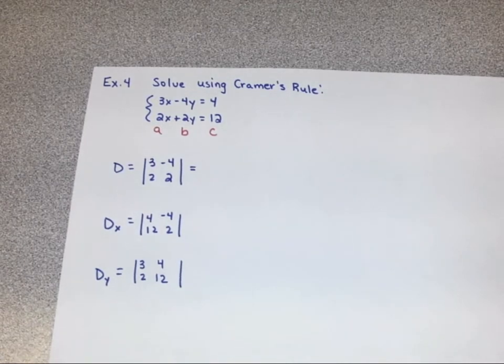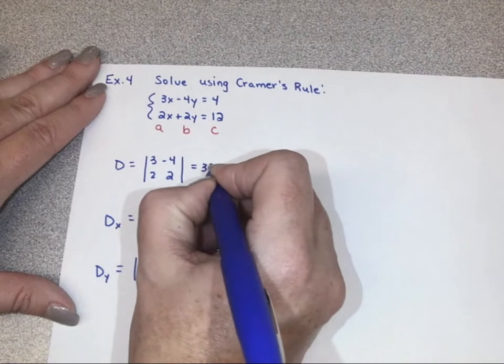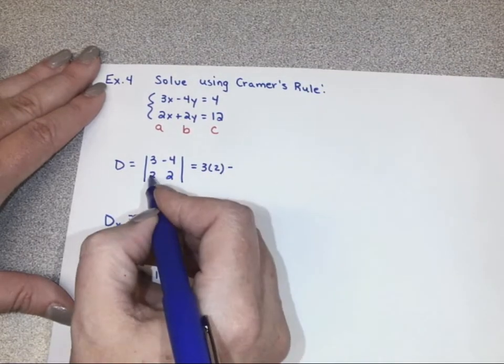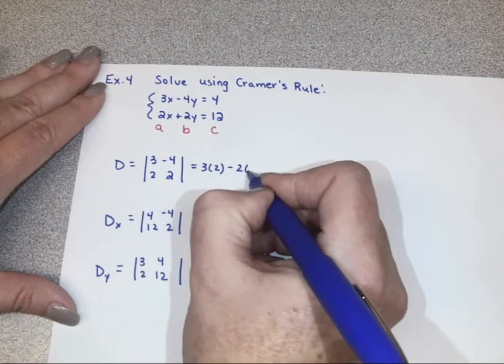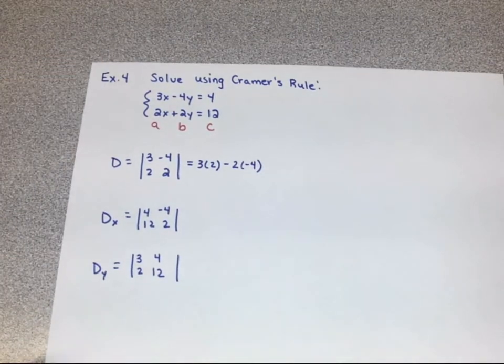So y'all tell me, what would that look like on D? What would you start with? 3 times what? 3 times 2. And then minus 2 times negative 4. So notice I get a double negative there. So it's going to be 6 plus 8, or 14.